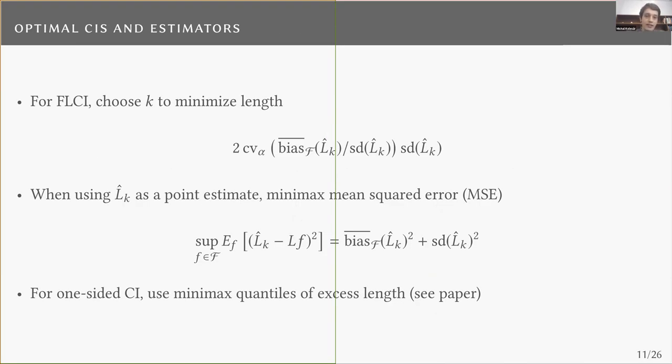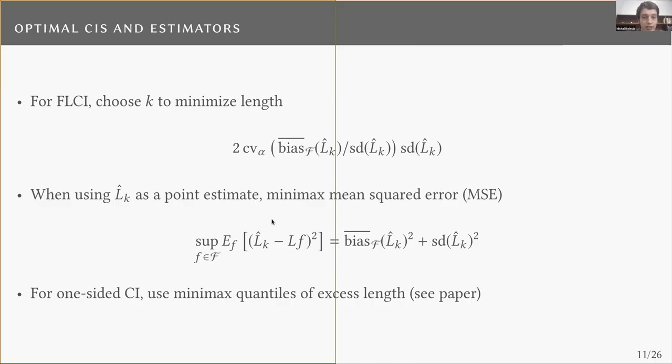Now I want to consider a question: how do I choose these weights optimally? If I want a confidence interval with a short length, I can just look at the length of my confidence interval. The length of the confidence interval is going to depend on the worst case bias of my estimator. It's going to depend on the standard deviation of the estimator. So I can compute it ex ante. It doesn't depend on the outcome data. And I can then try and minimize this length of the confidence interval over the potential weights k.